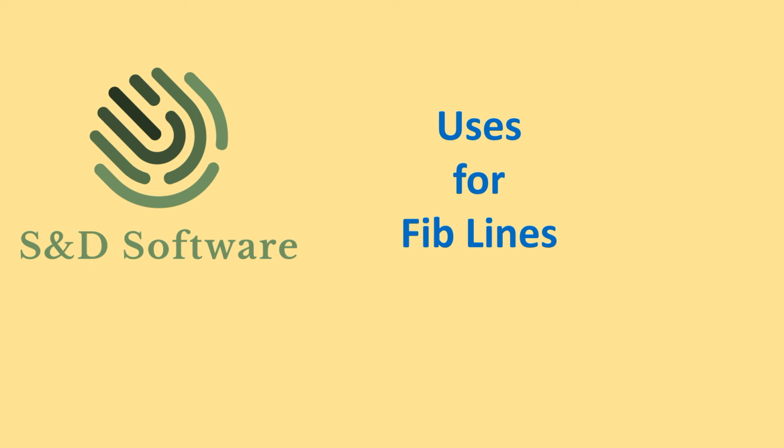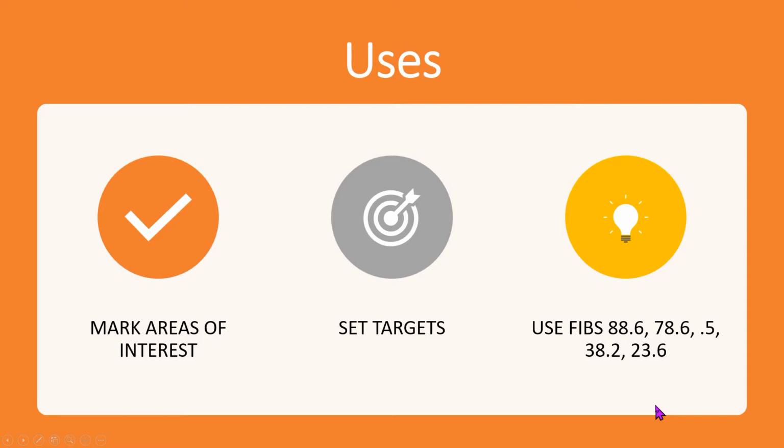In this video, we're going to talk a little bit about fib lines, and they have several uses. You can use them to mark areas of interest. If you identify areas that you think of as areas of supply and demand, you can use them to highlight those areas for you. You can use them to help you set targets, and you can also use fibs to help you see when you might want to get in and out of trades.